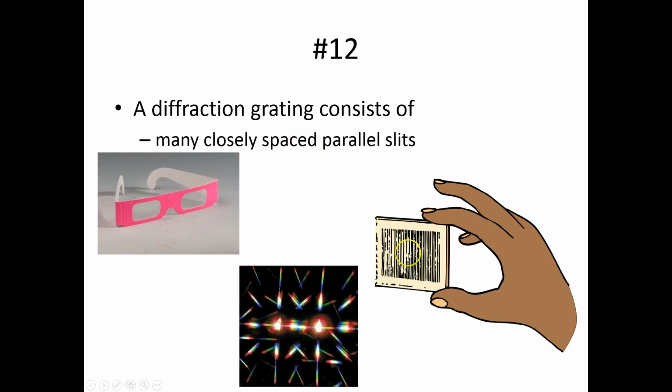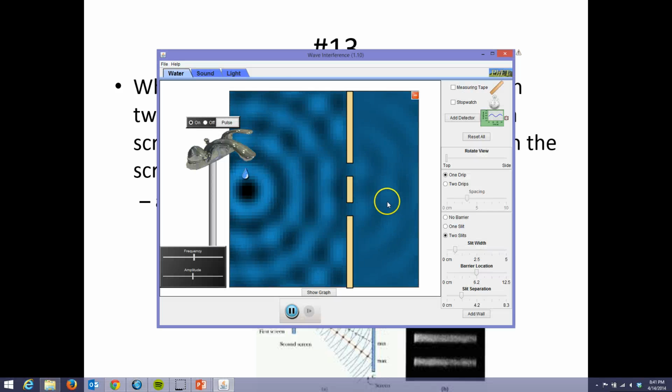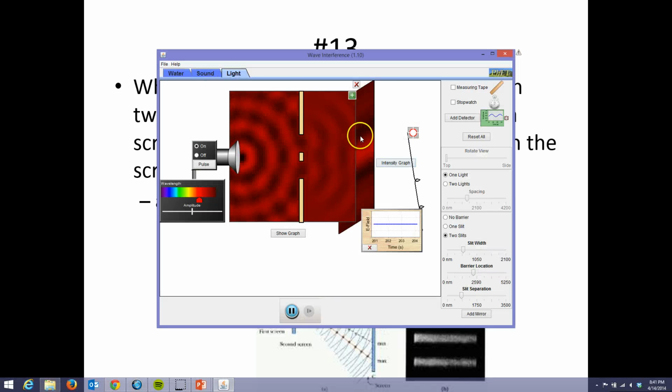A diffraction grating is just a really small piece of maybe cellophane or plastic. We've got some goggles that you're going to wear so you can see this. When you put them on, the tiny slit spacings make the light interfere, and you end up seeing really cool colors from where they're all split out. Number 13, monochromatic light is light of one color. When it goes through two very closely spaced slits and onto a screen, the pattern on the screen has alternating light and dark bands. We can see that again if we go back to light, and we see those light and dark bands over on the side.